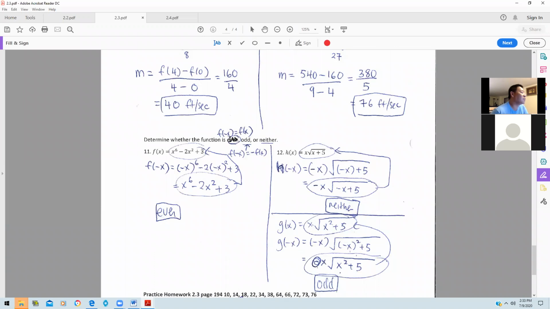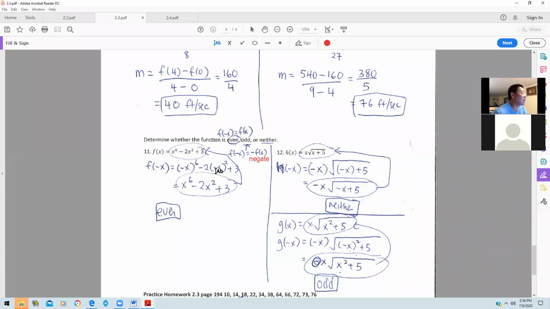So in order for us to find even functions, you plug in negative x, you get back the original function. If it's odd, you plug in negative x, you get what we call the negation of the function. Means that all your signs are changed, then it is odd. Neither means it's not one of those. So like question 11, how do we know if this is even, odd, or neither? I plug in x to become negative x. So this x will become negative x to the power of 6.